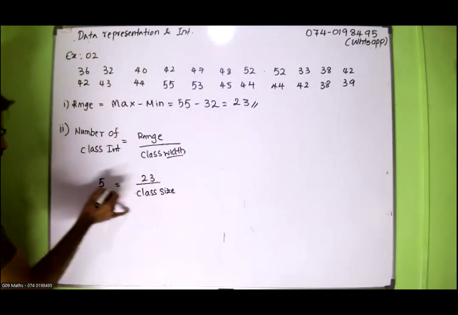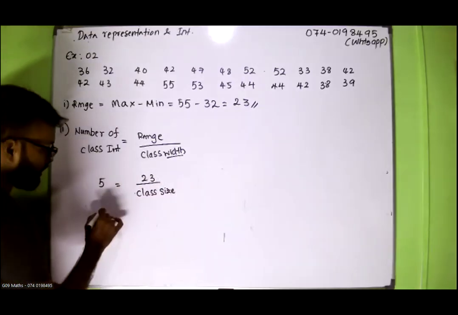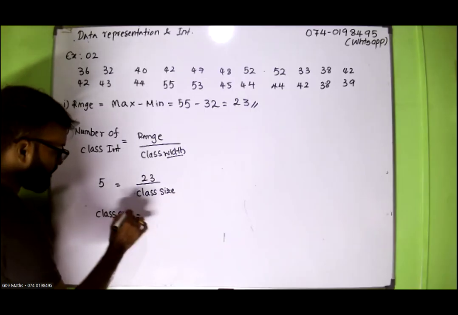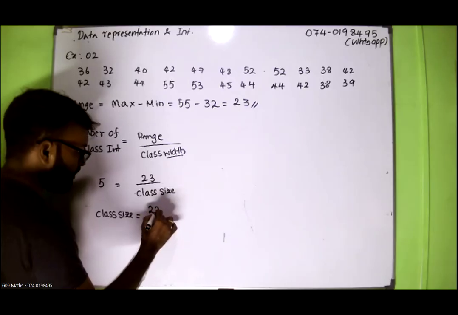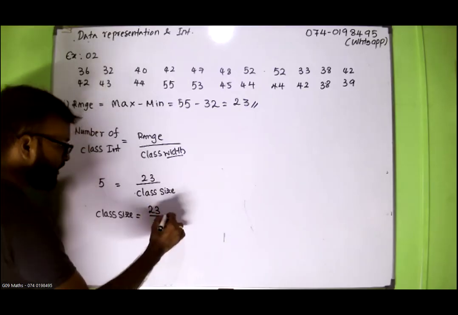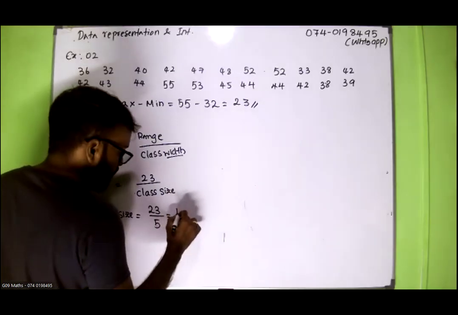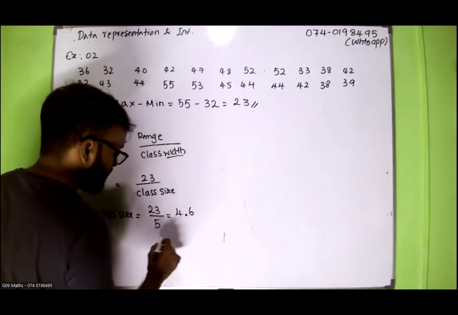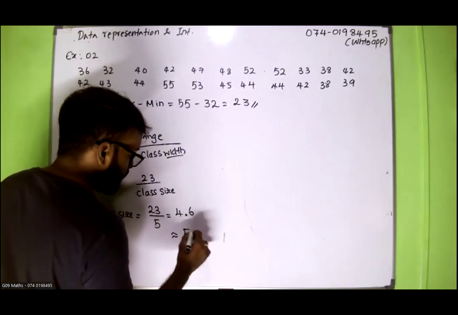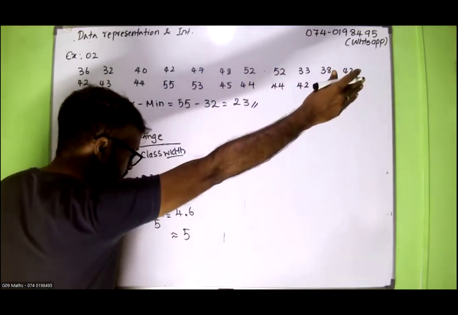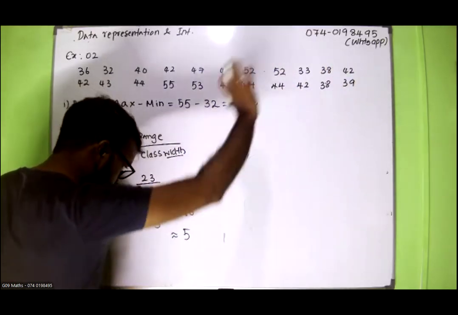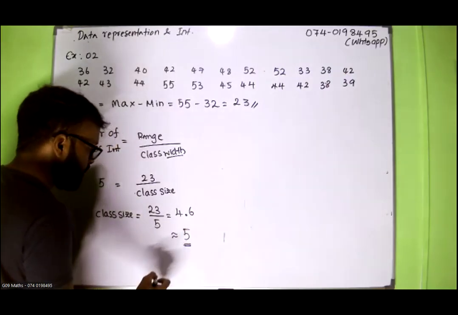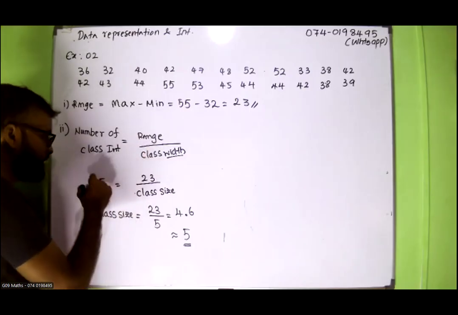So I have to take class width here and this 5 goes to the denominator. Class size is the subject. Now I am going to find the answer: 23 divided by 5. 5 times 4 is 20. 4.6. 4.6 means the class size will be approximately equal to 5. Round off to the greatest whole number, 5. So your class size should be 5.